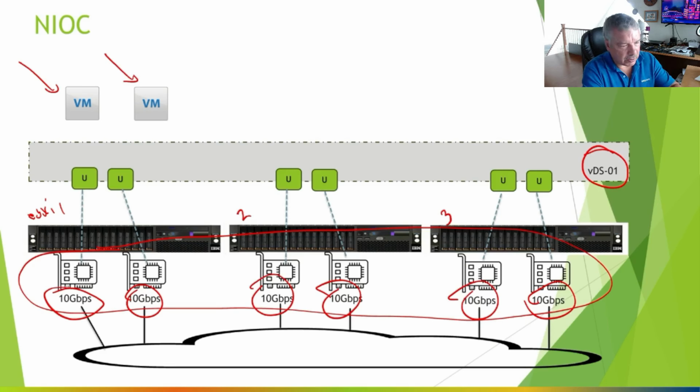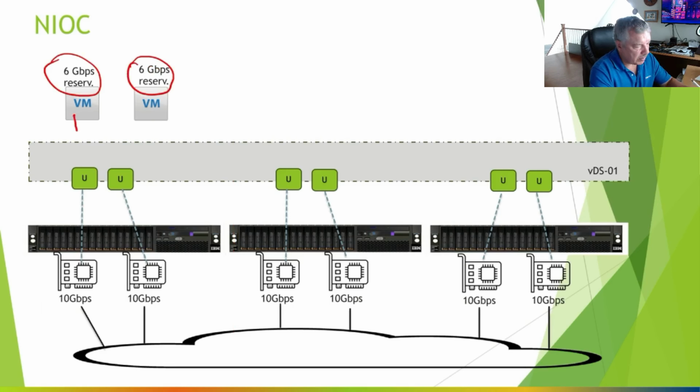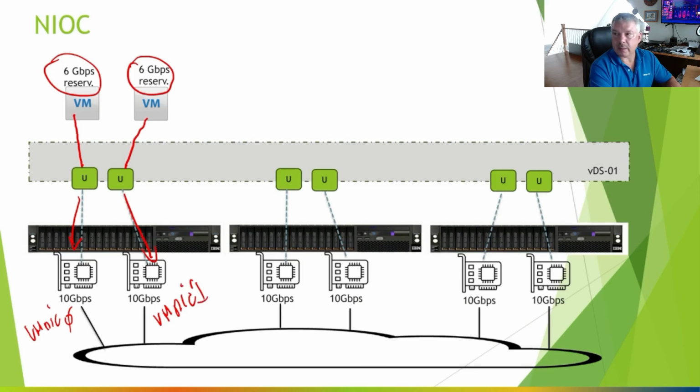So let's look at this picture here. Here's two VMs. They're running on this host. Let's say I do something like this. I'm going to give this VM a 6 gig reservation and this guy a 6 gig reservation. Let's say this VM is on this uplink and that VM's on that uplink, and it's going through these physical cards. This could be VM NIC 0 in my case and VM NIC 1, let's say. All right? So let's try that.